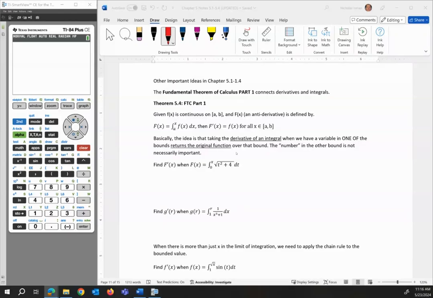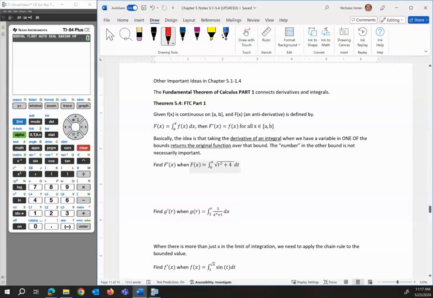One of the ideas is the fundamental theorem of calculus, part one. We did part two, where we evaluate the definite integral, but part one talks about how derivatives and integrals are connected. If we have a function and it's continuous, and capital F is the antiderivative of lowercase f, then if I take the derivative of the antiderivative, it basically cancels out the integral part, and we're just left with the function. So the derivative of an integral cancels it out.